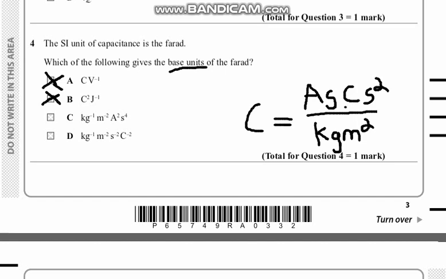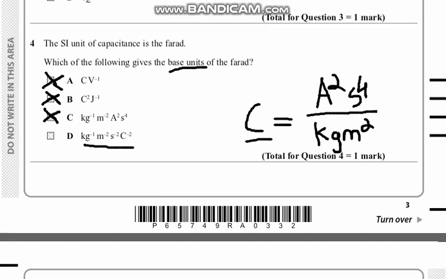Now we know that C is the charge, and the unit for it is again the current into time, so I'll write it down. Now we have the like terms A and A, S and S squared, so I'll just add these powers and multiply A and A together, so that we get A squared and S to the power 4 upon kg meter squared. And if you notice, we don't have S to the power 4 in the D option here, that's S to the power minus 2, so our only option is C, which coincides with the base units we found for farads.